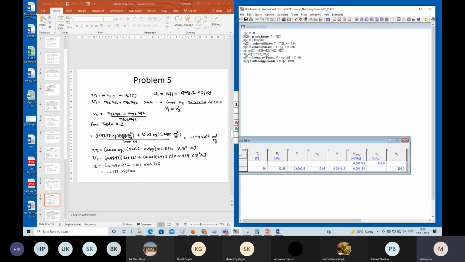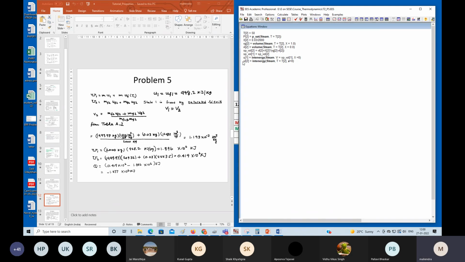Okay, this is 209.3, liquid internal energy. Look here. This is the thing we have taken from the data book. Yes, this is the thing we have taken from the data book. In a similar way, what are we doing over here?